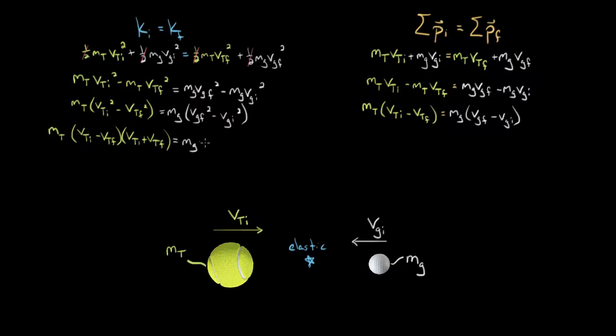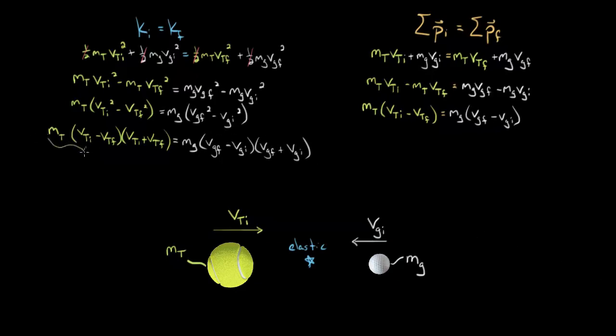I'm going to write this as MG times the quantity VG final minus VG initial, and then that multiplied by the quantity VG final plus VG initial. And again, this will multiply to give me that. If you don't believe me, try it out on your own. And now we're in business. Check this out. This is where the magic's going to happen.